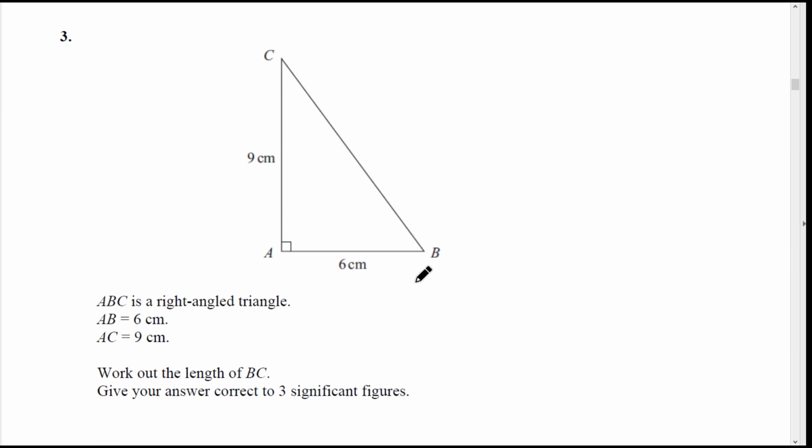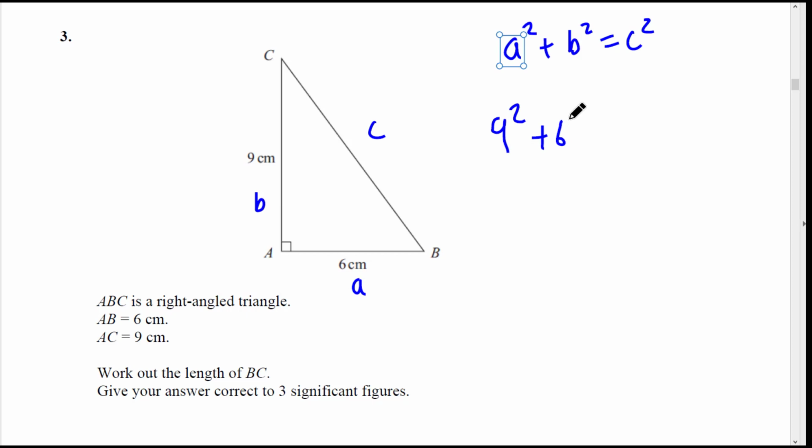So right angled triangle, we're trying to find the length of BC. Now normally if you have an angle you'll use trigonometry, but remember you just use a squared plus b squared equals c squared for Pythagoras, and we have a and b here, and this is c. So that's going to be 9 squared plus 6 squared equals c squared. That's 81 plus 36 equals c squared, and you can just use a calculator to work that out.